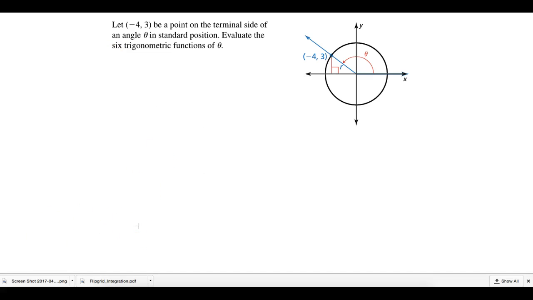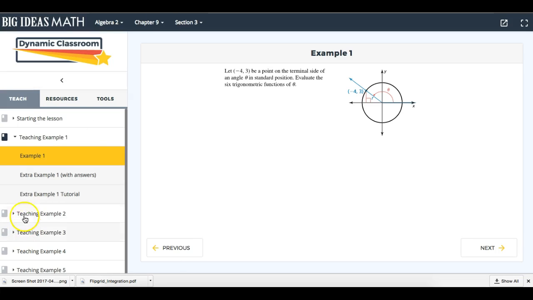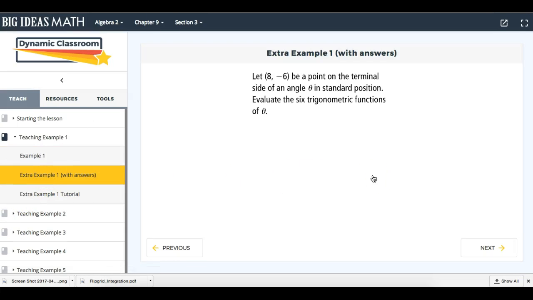Okay, so what I want you guys to do right now is let's look at this extra example. So here's your point. Let 8, -6 be a point on the terminal side of an angle theta in standard position. Evaluate the 6 trig functions. So what I want you to do, again, not 6. For us, it's going to be 3. Evaluate the 3 trig functions. So that's sine, cosine, and tangent. Okay, just like we did in that problem, I want you to write all 3 of those in the answer box. So I want to know the sine of theta, the cosine of theta, and the tangent of theta.